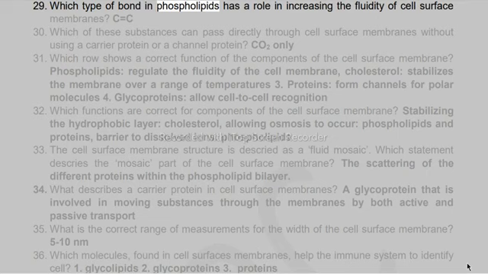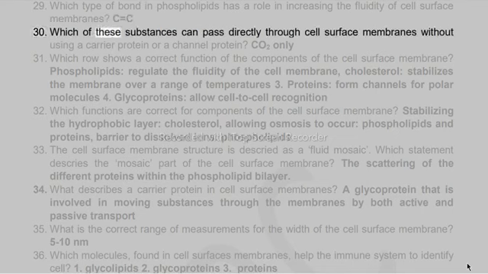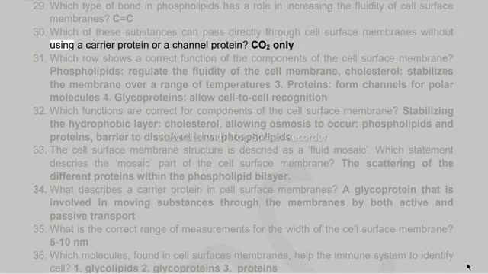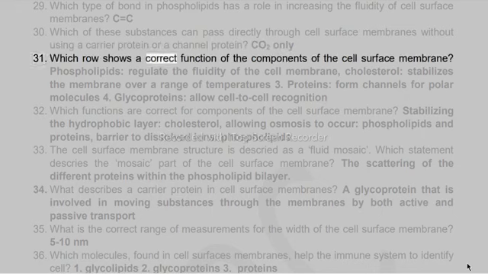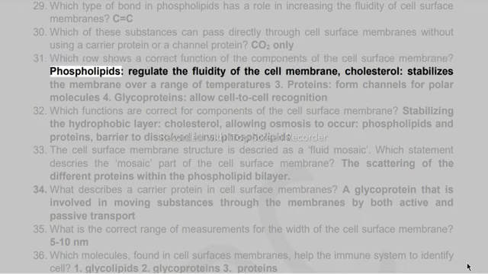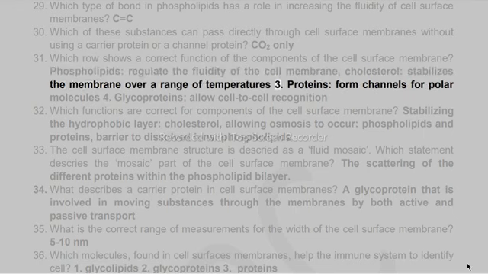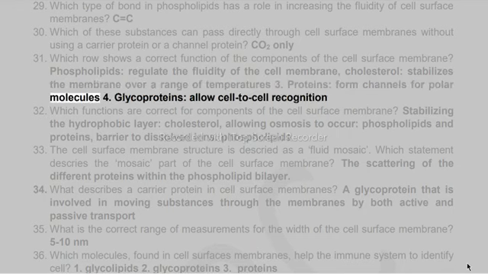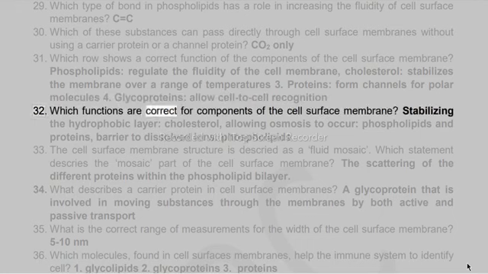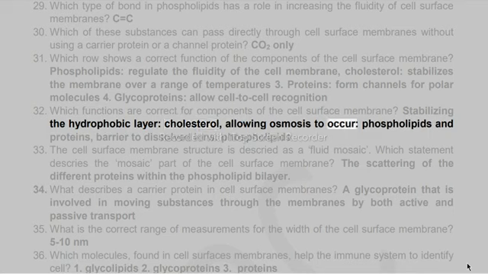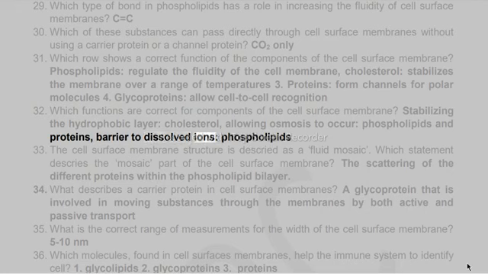29. Which type of bond in phospholipids has a role in increasing the fluidity of cell surface membranes? C=C. 30. Which of these substances can pass directly through cell surface membranes without using a carrier protein or a channel protein? CO2 only. 31. Which row shows a correct function of the components of the cell surface membrane? 1. Phospholipids regulate the fluidity of the cell membrane. 2. Cholesterol stabilizes the membrane over a range of temperatures. 3. Proteins form channels for polar molecules. 4. Glycoproteins allow cell-to-cell recognition. 32. Which functions are correct for components of the cell surface membrane? Stabilizing the hydrophobic layer, cholesterol; allowing osmosis to occur, phospholipids and proteins; barrier to dissolved ions, phospholipids.